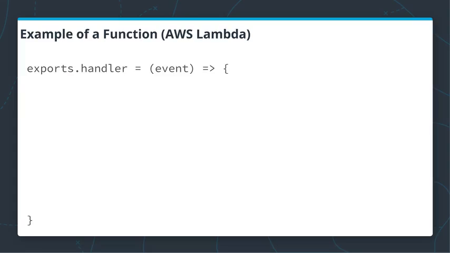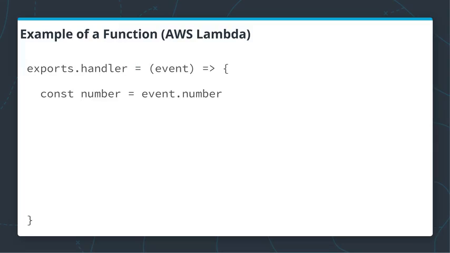To make this function available for AWS Lambda, we need to export it. And to export it, we need to assign it to a field in the exports object. And the name of the field that we assign it to will be the name of the function that will be exported from a file, and it will be a name that Lambda will use to call our function.